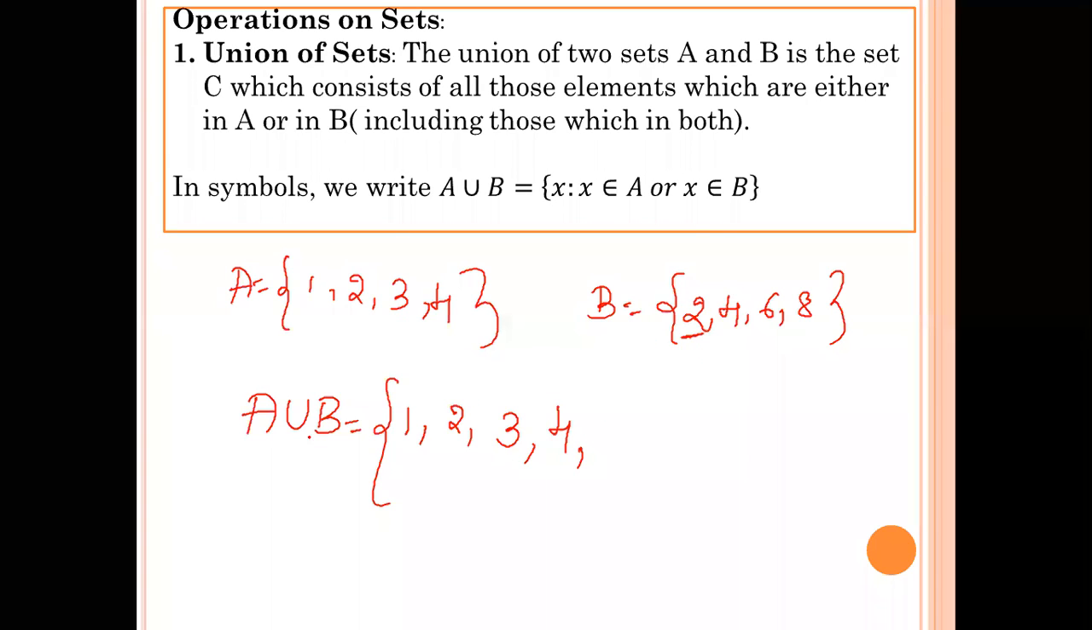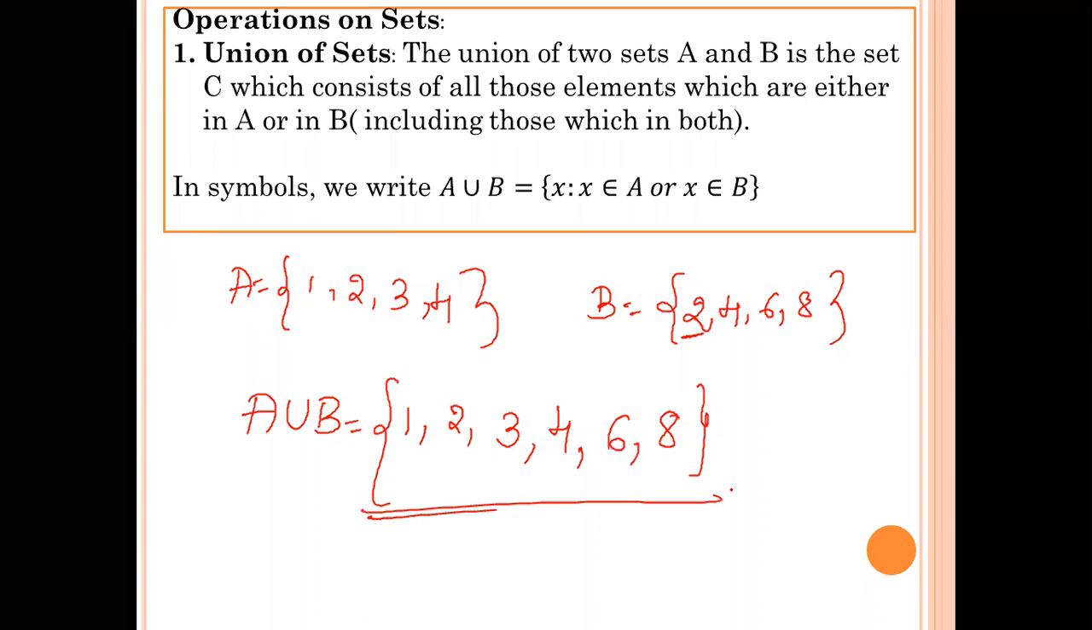You have to write the elements which are present in A first. Then you have to write the remaining elements which are present in B, which are not in A. What is in A is already written, and common ones have already come, so include only the ones that are not common: 6, 8. So this is A union B. I'll give one more example so that it will be clear.